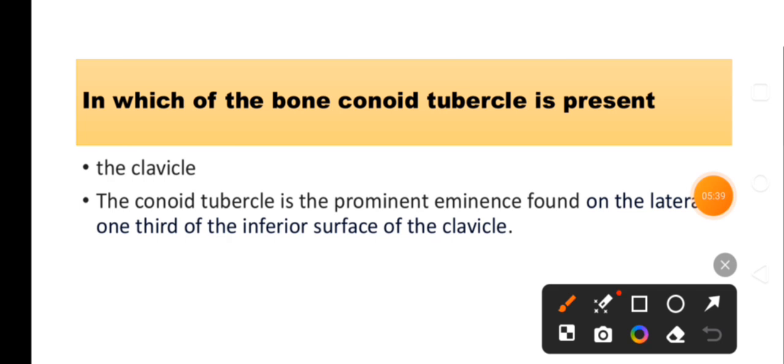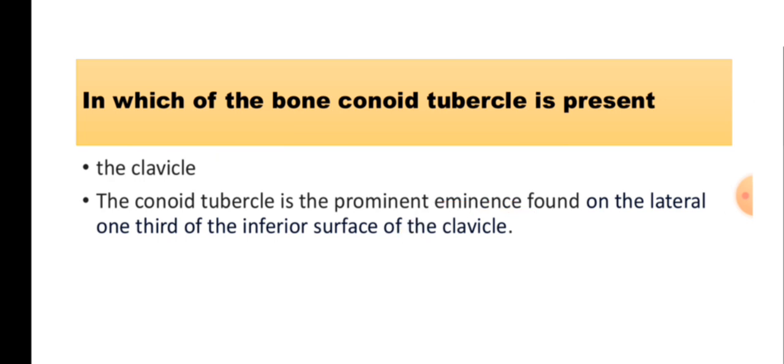In which bone is the conoid tubercle present? Conoid tubercle. Answer is clavicle. The conoid tubercle is the prominent eminence found on the lateral one-third of the inferior surface of the clavicle. Next.